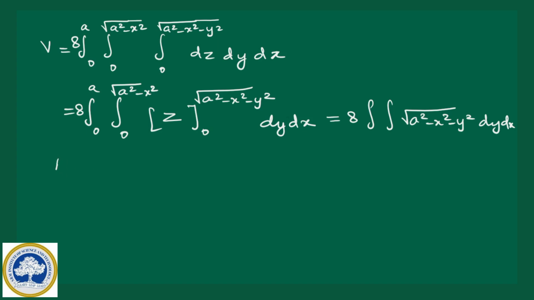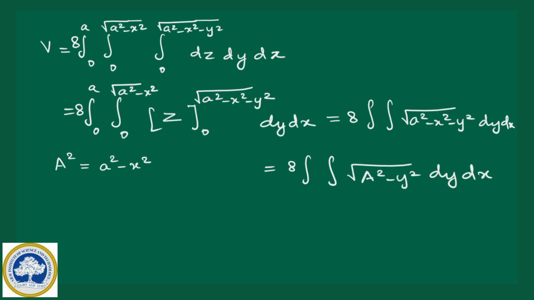For convenience, I am replacing a square minus x square by capital A square, so that this integration becomes 8 into the double integral of root of A square minus y square dy dx, which will be easy for calculation. So x from 0 to a, and y from 0 to root of a square minus x square. Since we have substituted a square minus x square as capital A square, root of a square minus x square will be A. So we can substitute capital A as the limit here.